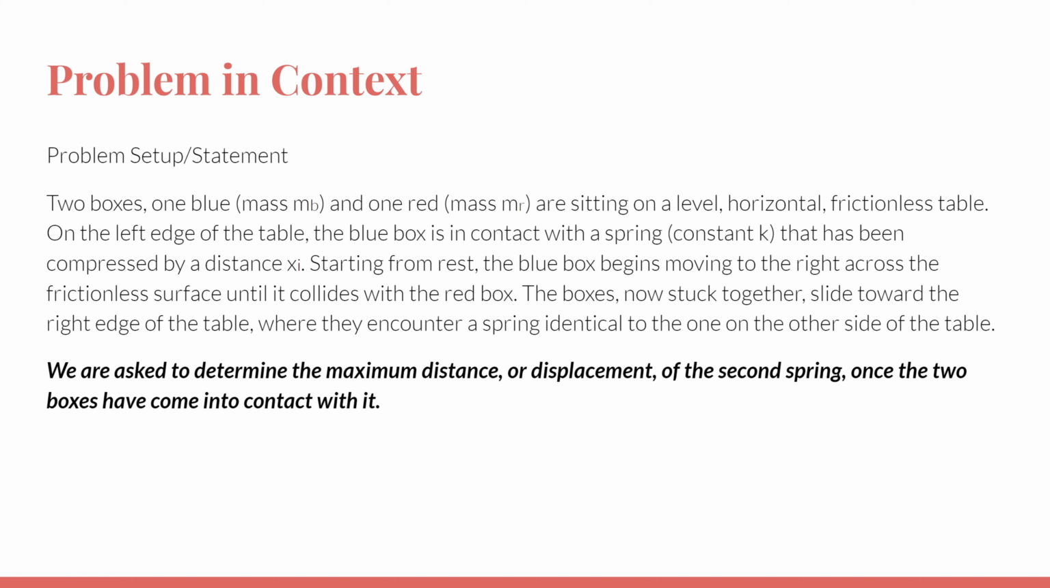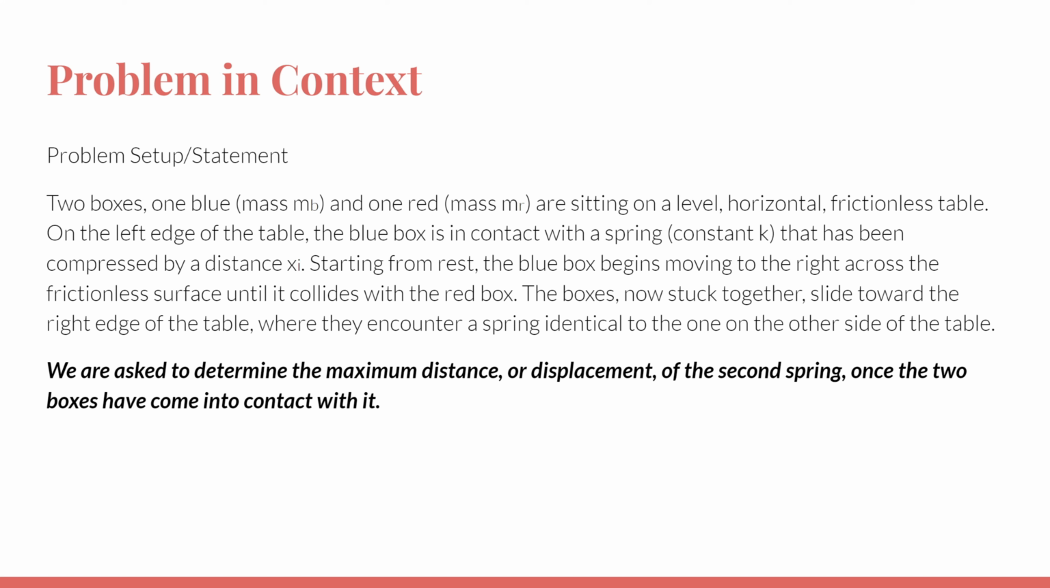So the problem in context, we have two boxes, one blue denoted as mass MB and one red denoted as mass MR, sitting on a level, horizontal, frictionless table. On the left edge of the table, the blue box is in contact with a spring with a constant K that has been compressed by distance x initial. Starting from rest, the blue box begins moving to the right across a frictionless surface until it collides with the red box. The boxes, now stuck together, slide towards the right edge of the table, where they encounter a spring identical to the one on the other side of the table, meaning it has the same spring constant K.